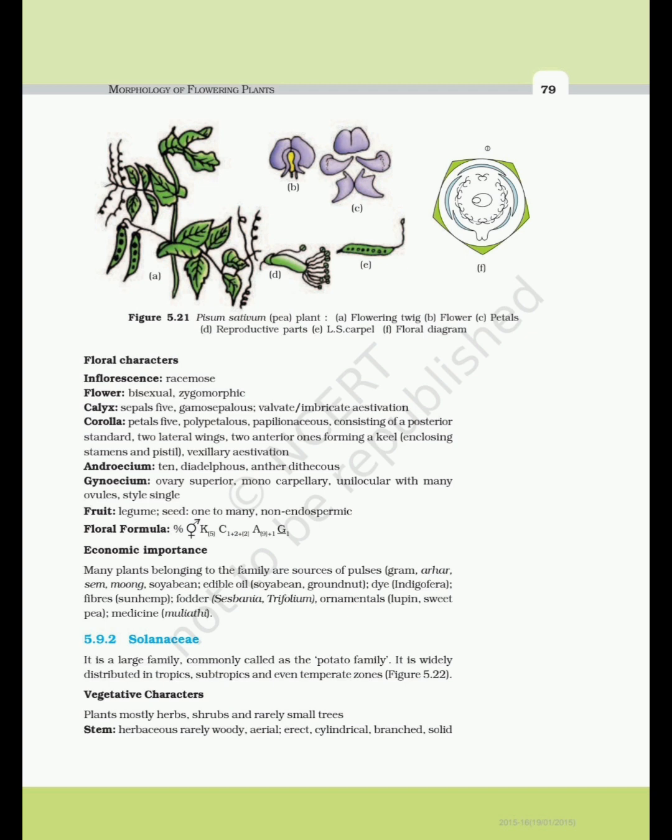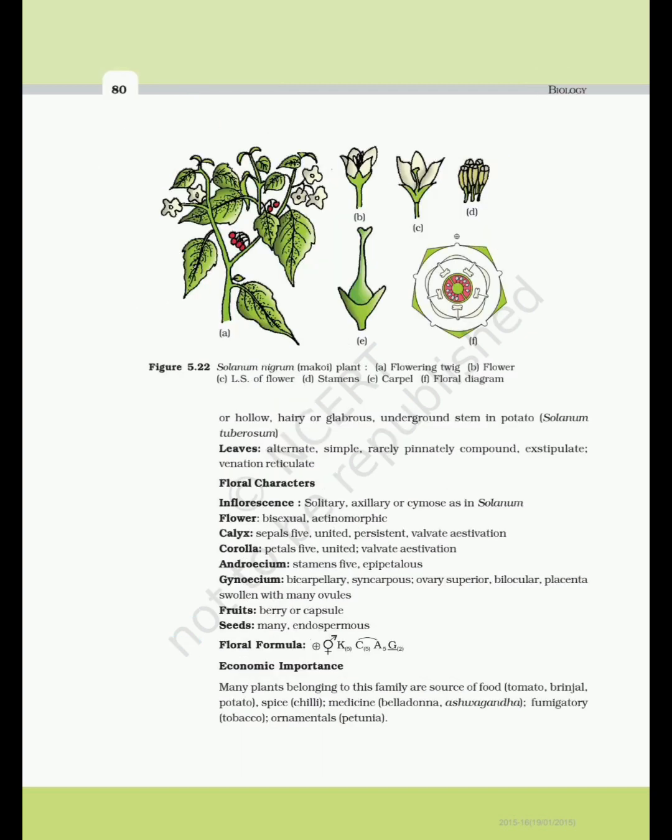5.9.2 Solanaceae. It is a large family, commonly called the potato family. It is widely distributed in tropics, subtropics and even temperate zones, figure 5.22. Vegetative characters: plants mostly herbs, shrubs and rarely small trees. Stem herbaceous, rarely woody, aerial, erect, cylindrical, branched, solid or hollow, hairy or glabrous; underground stem in potato, Solanum tuberosum. Leaves alternate, simple, rarely pinnately compound, exstipulate. Venation reticulate. Floral characters: inflorescence solitary, axillary or cymose as in Solanum.